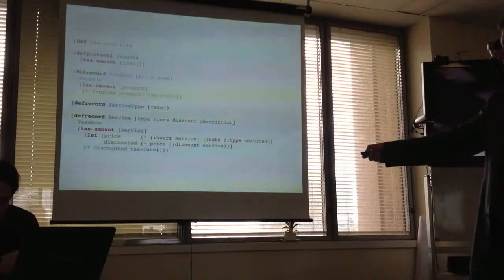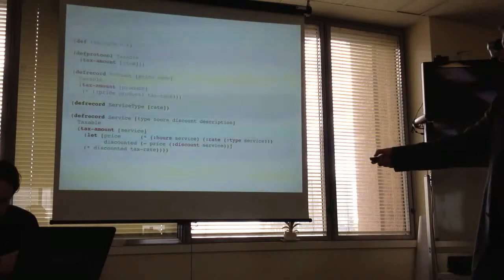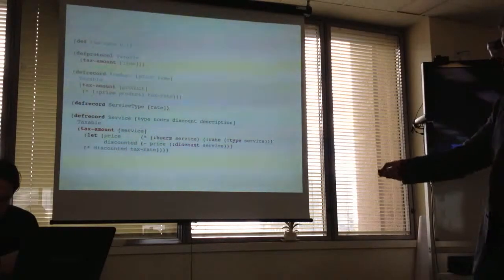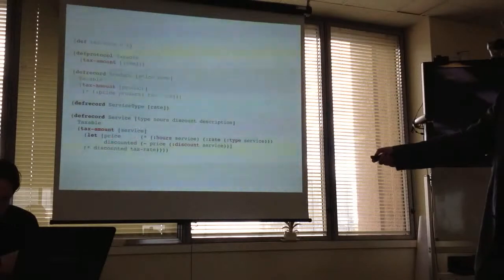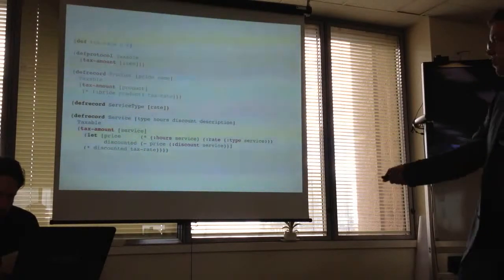And then we're implementing taxable again, passing in the service, and we do the math that we need to get a final discounted price, and then we multiply that final price by the tax rate.